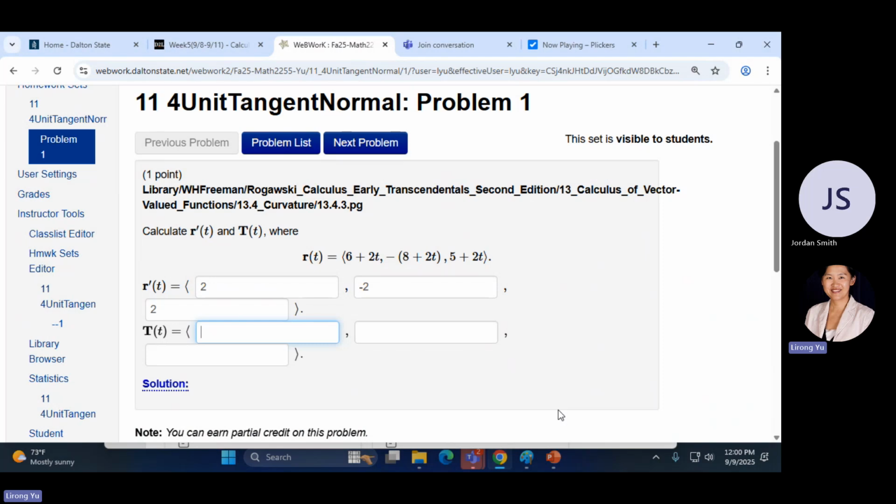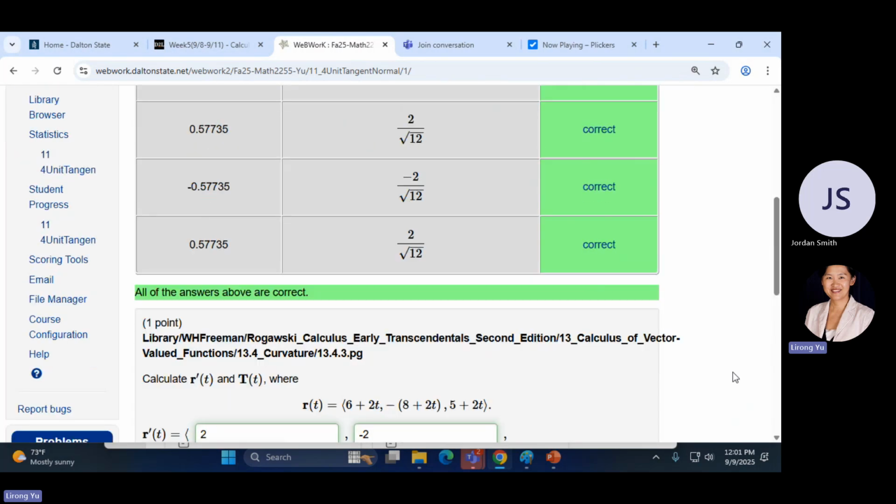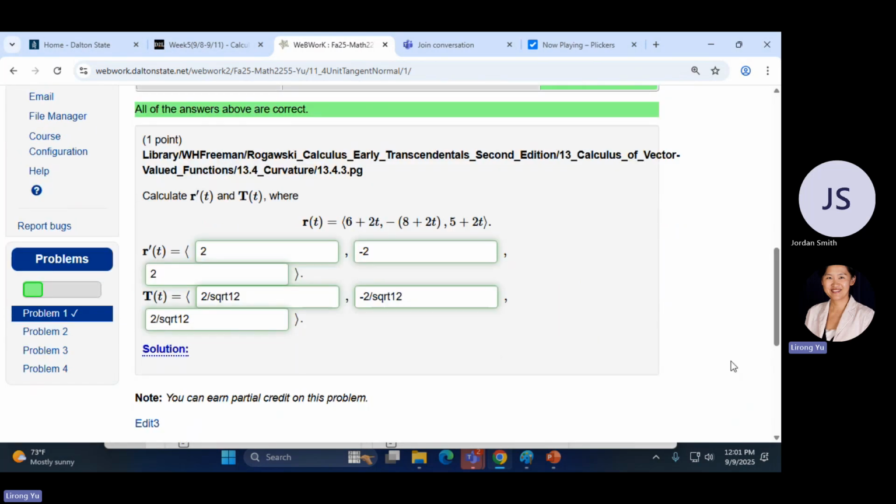Let's see what the unit tangent vector is. So 2 has to be divided by the magnitude: 2 squared, 2 squared, 2 squared, which is 4, 4, 4, right? 12. So divided by the square root of 12. The magnitude is the square root of the summation of squares, and then it will be the same: -2 over square root of 12, and the last component is 2 over square root of 12. I believe that will be the tangent vector. It's all because the derivative is constant, so we won't have too much difficulty with the tangent vector.